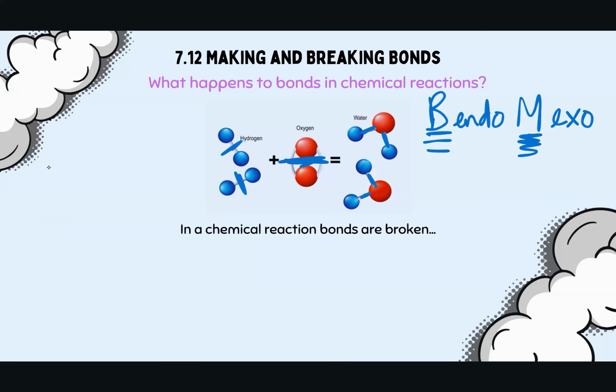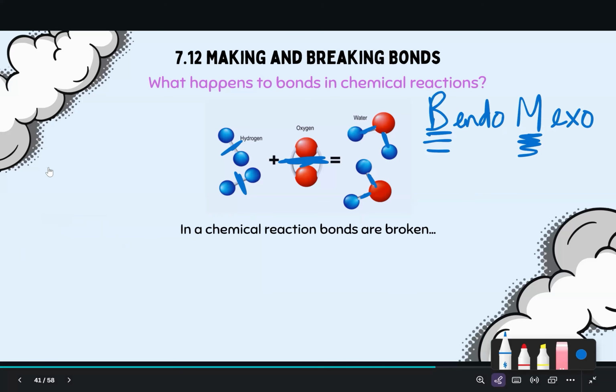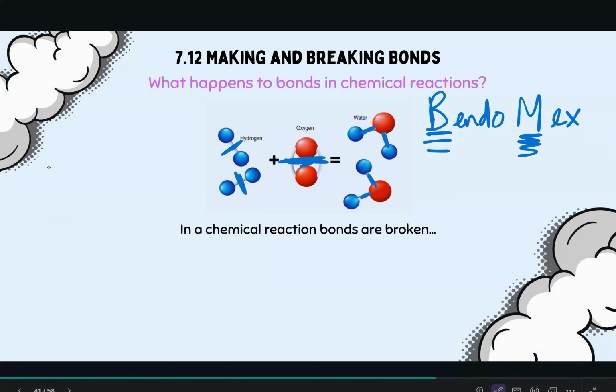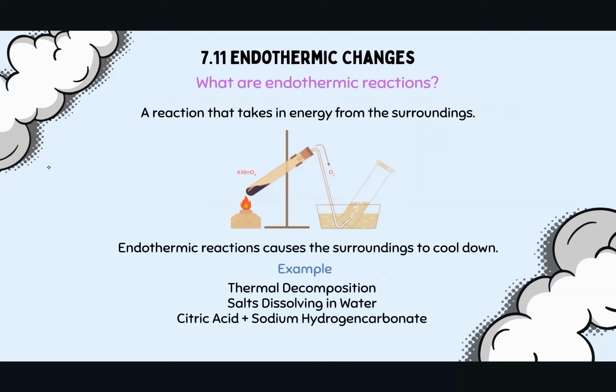That means in every single chemical reaction, you get bendo. Now I've written bendomexo for some reason, but it's bendomex. You can remember it as bendomex or whatever you want to remember it as. Because in every single chemical reaction, the bonds have to break first, which is endothermic, and new bonds have to be made, which is exothermic. Now, we've just been saying that this reaction is endothermic. And now I'm telling you that what happens in thermal decomposition is endothermic and exothermic.